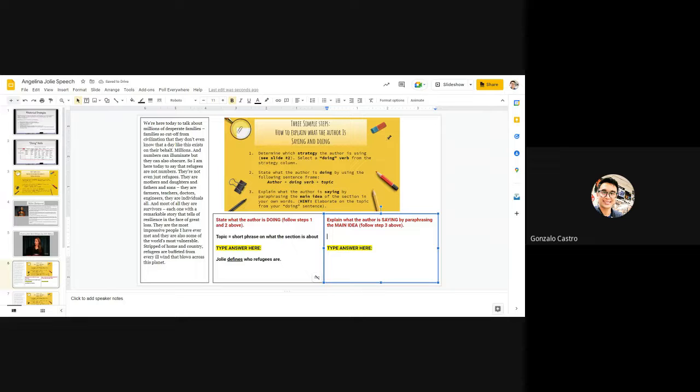So if you look at step 3, we want to elaborate on the topic by paraphrasing the main idea in our own words. So the topic is who refugees are. So we need to elaborate by explaining who the refugees are, but using our own words. So if you look at step 3, it says we need to paraphrase the main idea. So this is going to be more detailed than the topic. It's not going to be just a short phrase. It's going to be a complete sentence. And to come up with that complete sentence, we are going to elaborate on the topic.